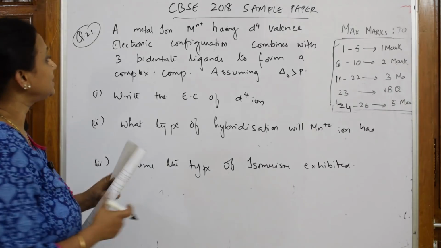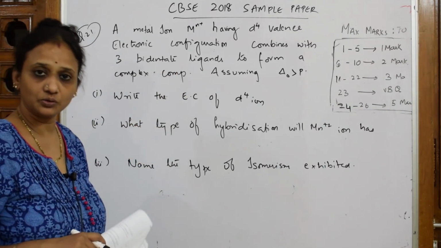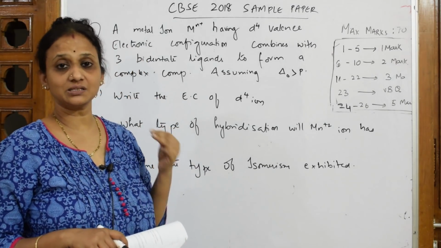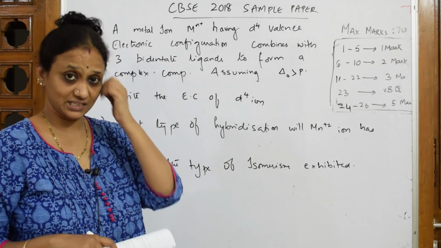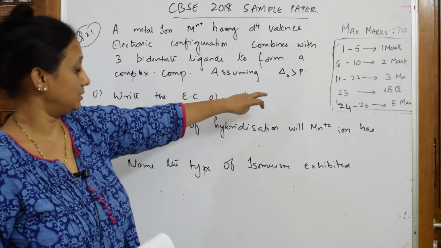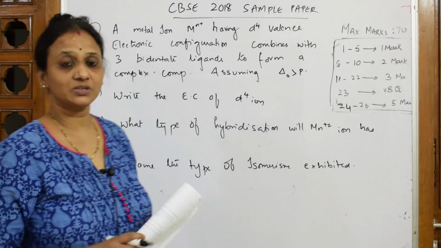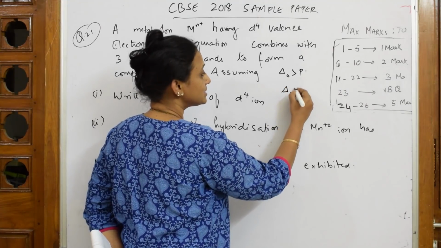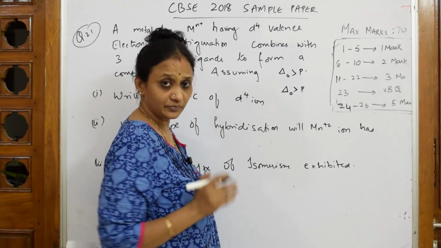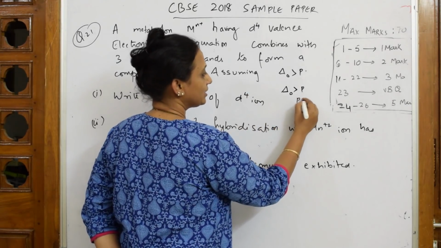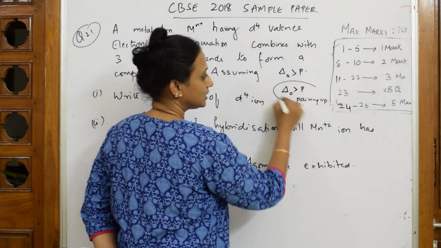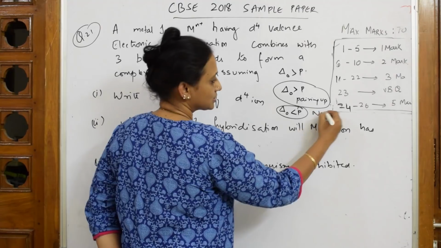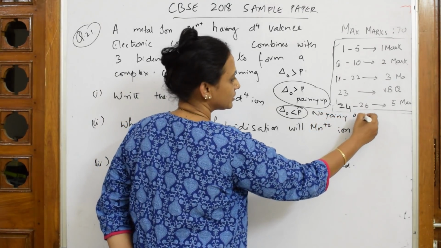It combines with 3 bidentate ligands to form a complex compound. They said there's a metal atom that is going to combine with 3 bidentate ligands, meaning 3 into 2, 6 donor sites. And they said, assuming crystal field stabilizing energy is greater than P. So what do we study in coordination compounds? Two conditions. If the crystal field stabilization energy is greater than P, then pairing occurs. One more condition: if the crystal field stabilizing energy is lesser than P, no pairing occurs. This is what we have already studied.